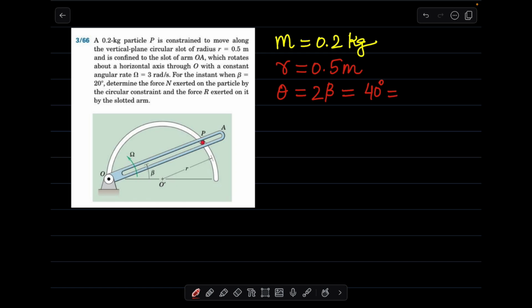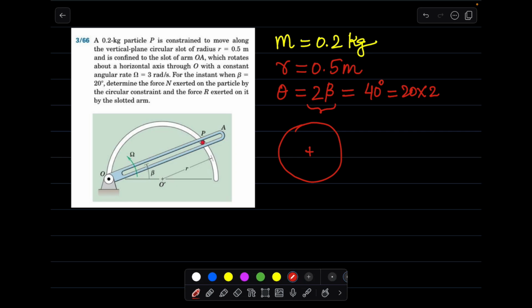It will be 20 multiplied by 2. Now the question is how we got 2 beta. I will tell you one concept here. Suppose we have a circle, and in this circle you draw a diameter completely from this point to this. Then take any point on the circumference of this circle and connect it to points A and B. There will be a certain angle. Suppose this angle is theta.